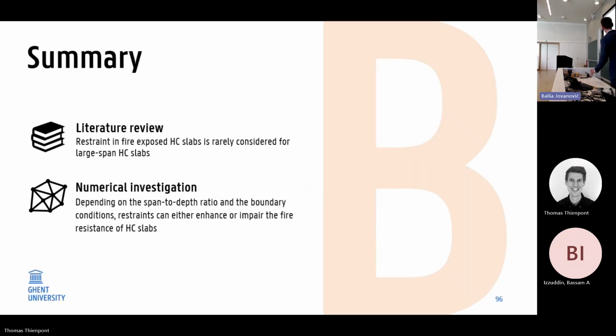And that's the summary of part B, basically. We first did the literature review, and then we did a quite extensive numerical investigation, where we found that the span-to-depth ratio and the boundary conditions can severely affect the fire resistance of the slabs that are now above your head.